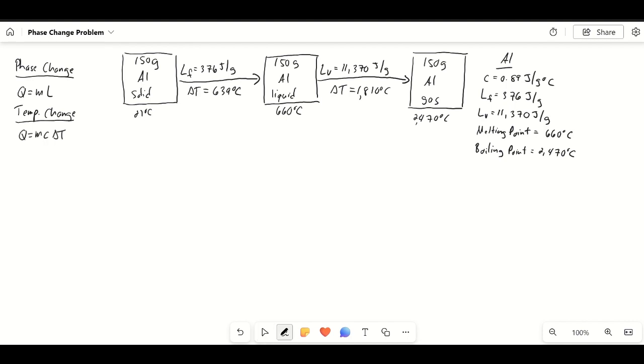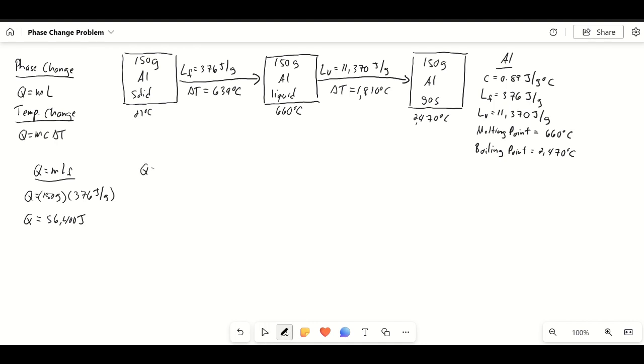In order to melt, we use Q equals M LF for heat of fusion. So we'll put in Q equals 150 grams, and we've got our 376 joules per gram, and this gives us 56,400 joules.